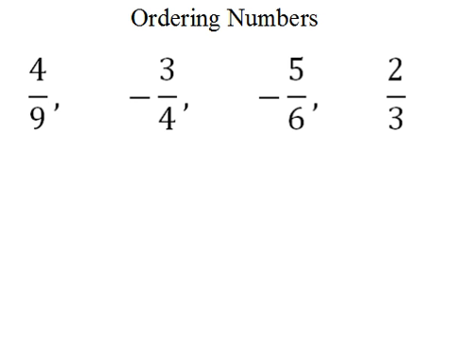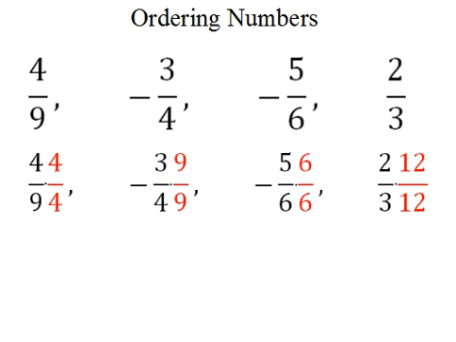So if we look at the denominators, ignoring the negatives for now, 9, 4, 6, and 3, the lowest common multiple, which will be our lowest common denominator, is going to be 36. So we need to change all these denominators to 36. And we do that the following way.